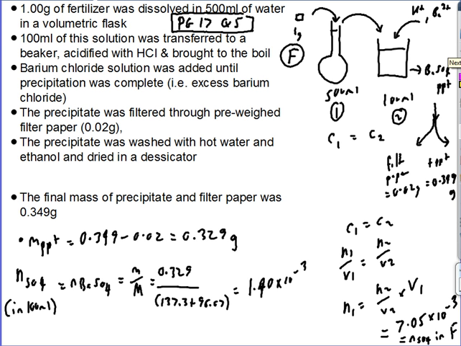So doing question 5 on page 17, you've got 1 gram of fertilizer dissolved in 500 ml of water in a volumetric flask. 100 ml of that solution was transferred to a beaker, acidified with HCl and brought to the boil. Don't forget we added the acid to our experiment.